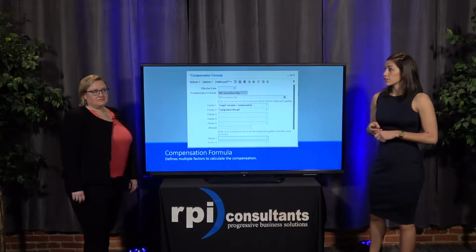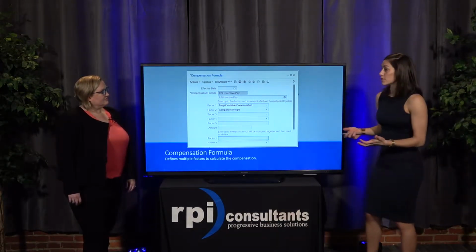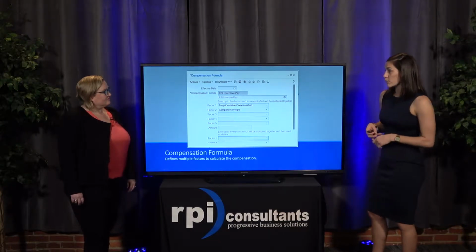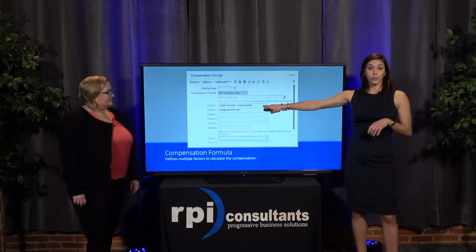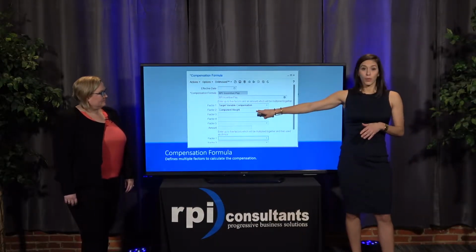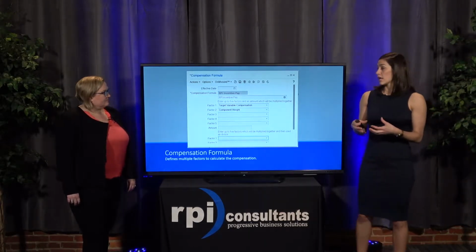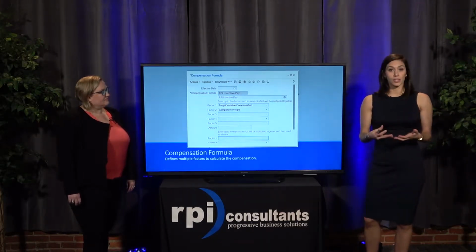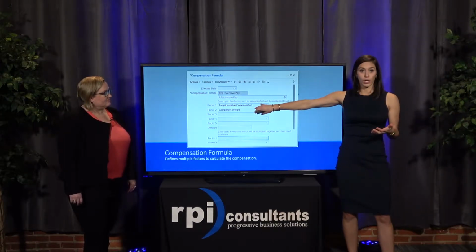Next, under compensation formula, this is where you're actually defining how that amount gets calculated. For my incentive pay example here, we're looking at the target variable compensation for an employee, which we define later, and we're multiplying that times a component weight. So I'm valuing a pay component, and I'm saying it weighs this much as part of this compensation plan, and I want to multiply it by the employee's target variable compensation.